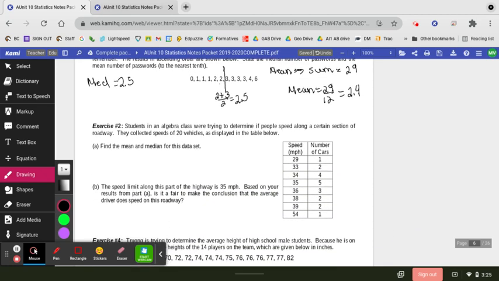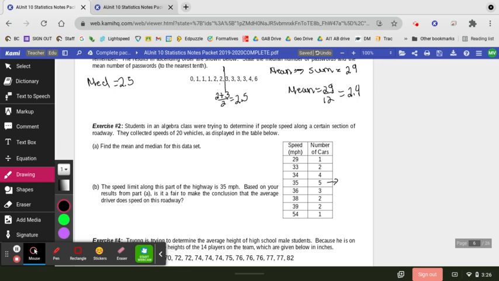Exercise 2. Students in an algebra class were trying to determine if people speed along a certain section of the roadway. They collect speeds of 20 vehicles, as displayed in the table below. Find the mean and median for this data set. Now we have to be careful because when it says 5 next to this 35, that means there's 5 35s.